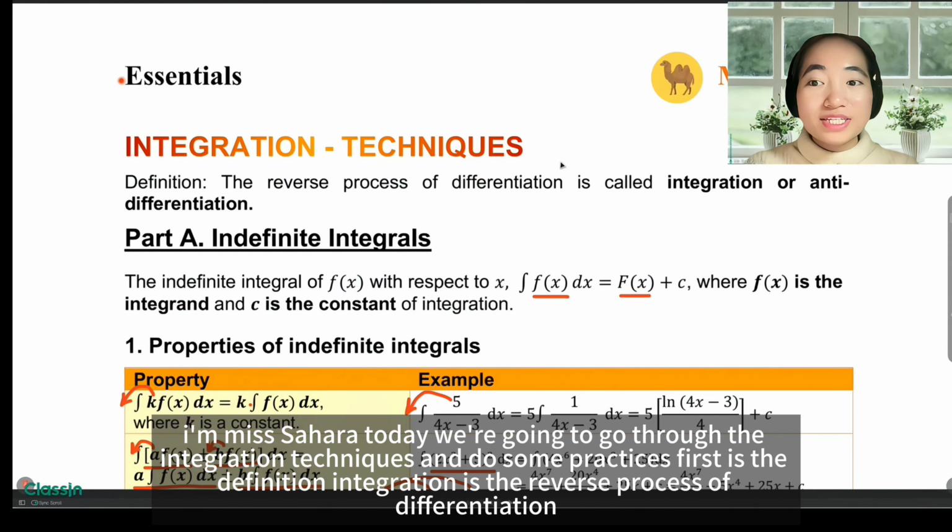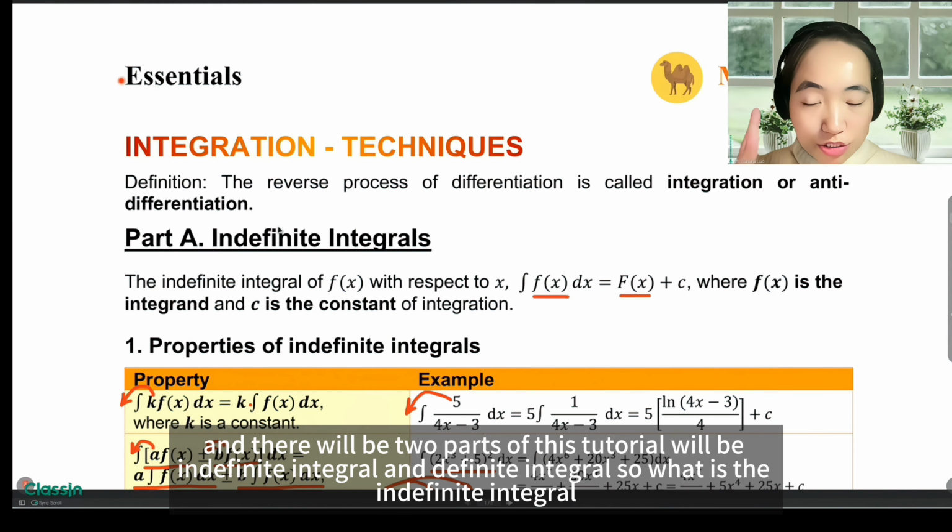Today we're going to go through the integration techniques and do some practices. First is the definition. Integration is the reverse process of differentiation. And there will be two parts of this tutorial: indefinite integral and definite integral.